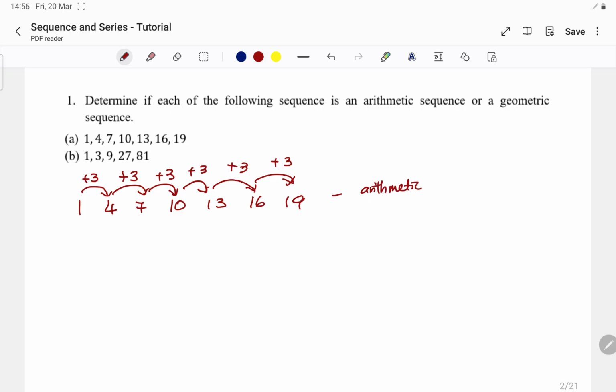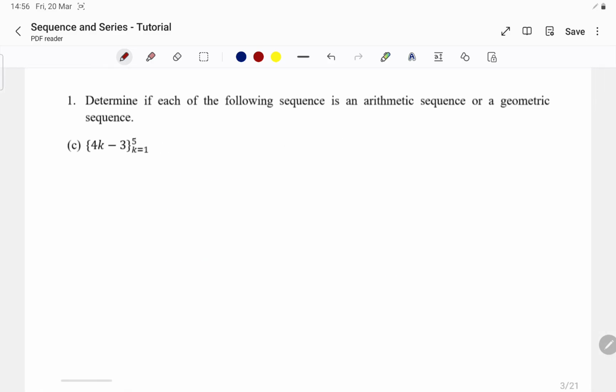Okay, and then the next one, question B, we have 1, 3, 9, 27, 81. So what is the difference between these terms? It is actually multiply by 3, multiply by 3, multiply by 3, multiply by 3. So when it is multiplied, that means it is a geometric sequence. Okay, so we go through question C.